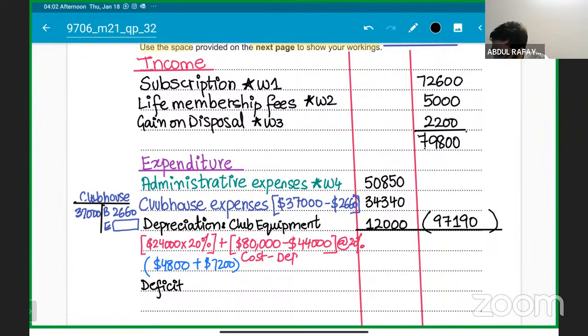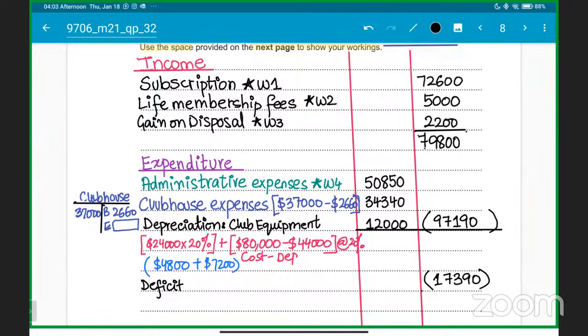And whatever the answer you're getting, 79,800 minus 97,190. So I'm getting negative 17,390, or just write down the word because you've written deficit. It will be simple 17,390. Okay, understanding, everyone? Clear? Following? Yes. Everyone got it?